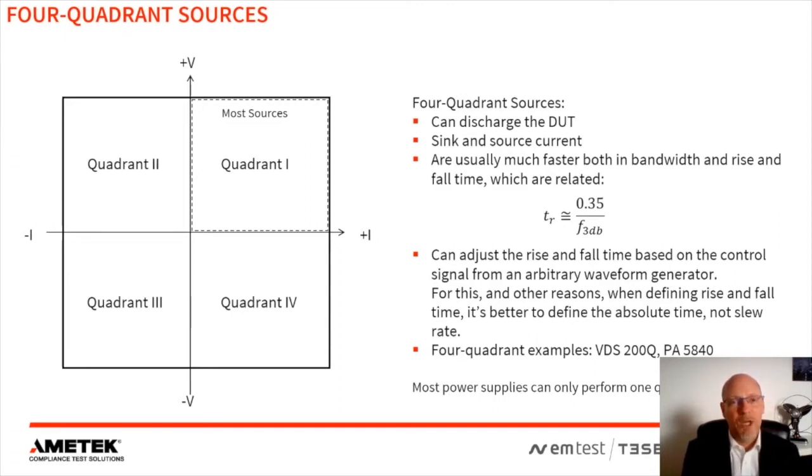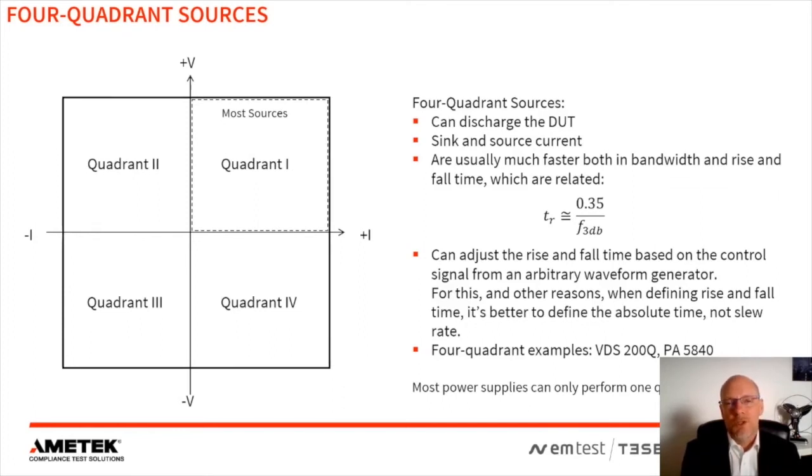And that's important because that's what happens in the vehicle. All those parallel loads to the DUT, the extremely low impedance battery in the vehicle, those will discharge the DUT in the vehicle. So as I said, it can sink and source current.